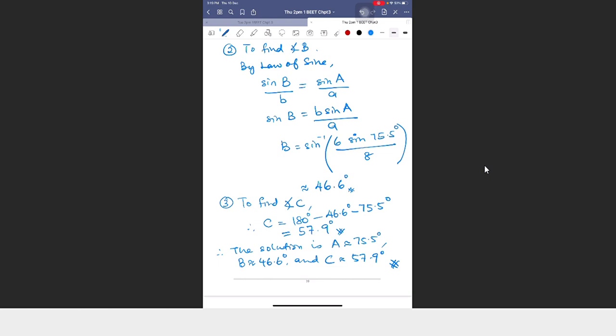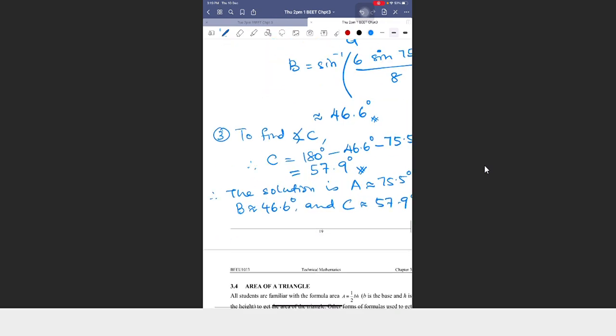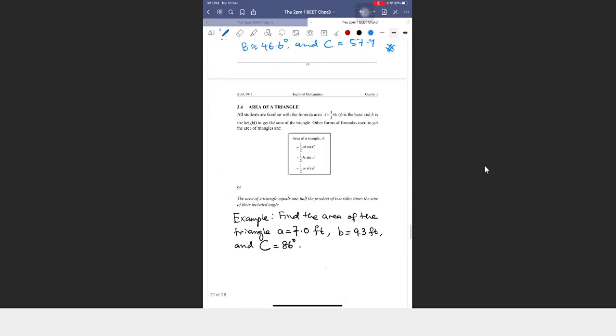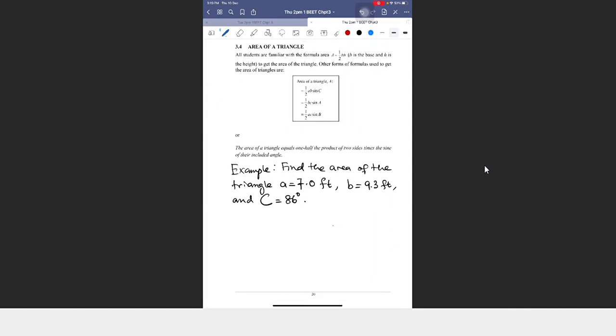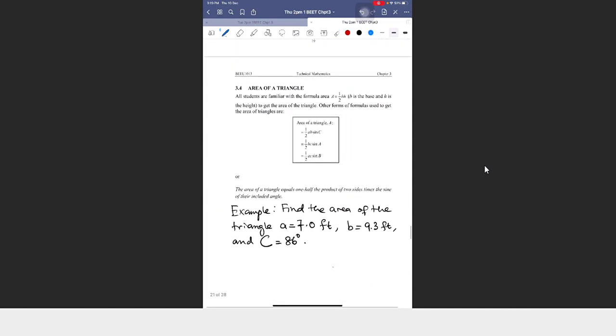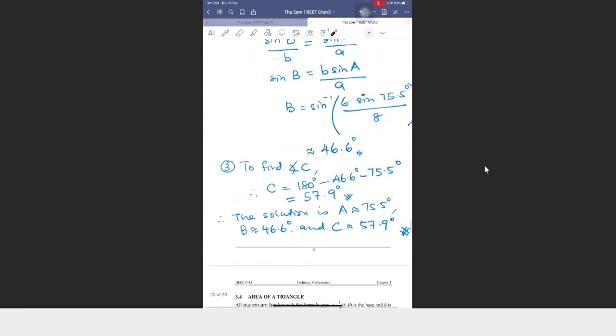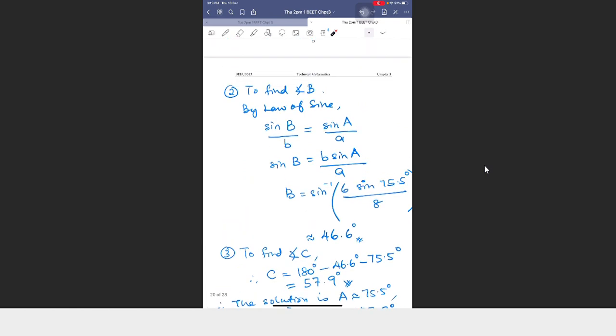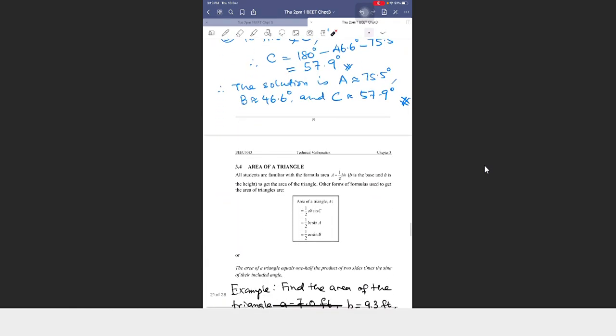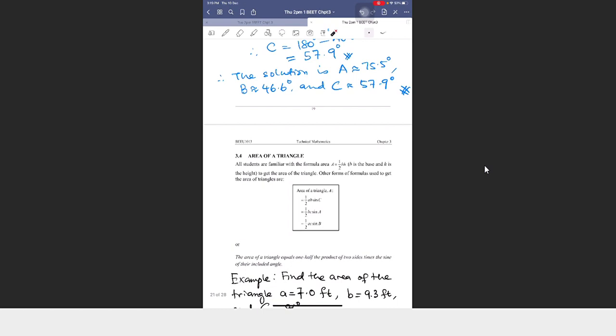Okay, all right. Let's move on to area of a triangle. Because we have actually dealt with oblique triangles for case 3 and case 4 just now, we can also have other forms of area formula.